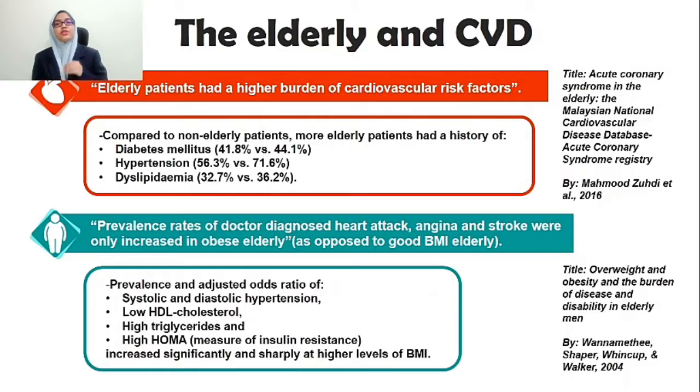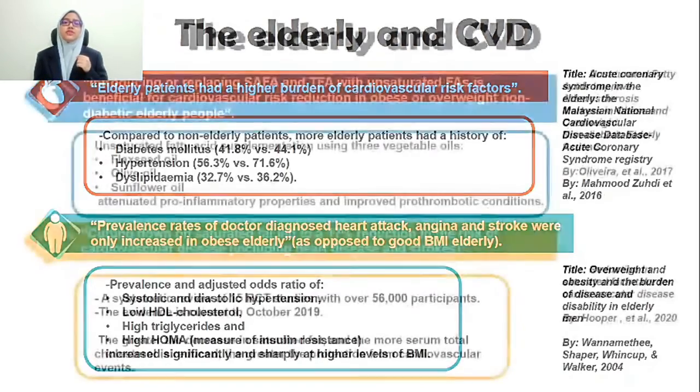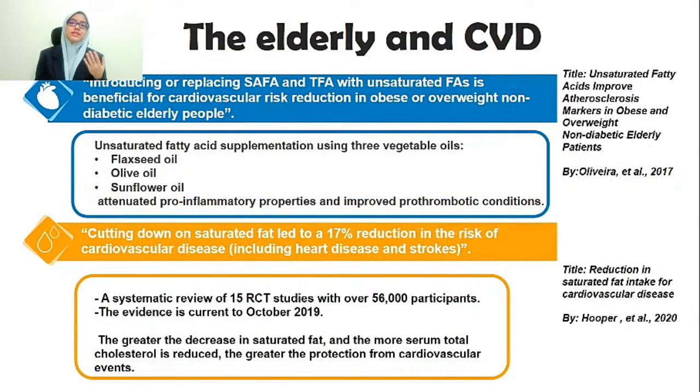Thus, we looked for nutritional interventions and found journals that stressed replacing saturated fatty acids or trans fatty acids with unsaturated fatty acids in obese and overweight people. A systematic review of 15 RCT studies stated that cutting down saturated fatty acids led to a 17% reduction in the risk of cardiovascular disease.